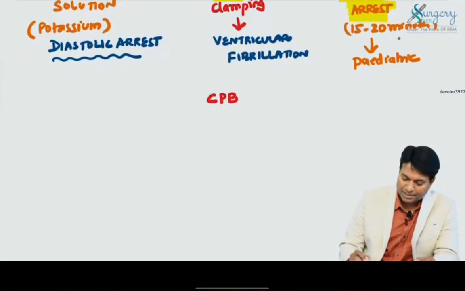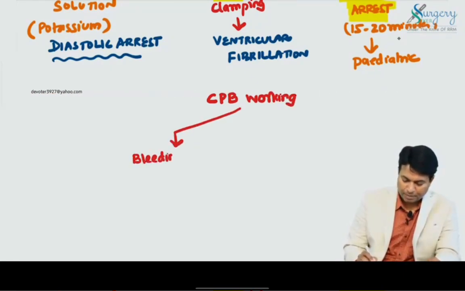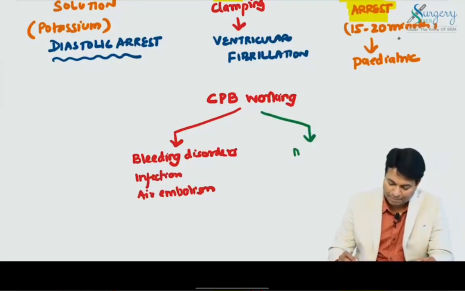As the cardiopulmonary bypass is working, what complications can you develop? Complications are bleeding; patients can develop bleeding disorders. Patients can get infection. The patient can develop air embolism. And the patient can develop specific organ problems, like GIT, mesenteric ischemia.